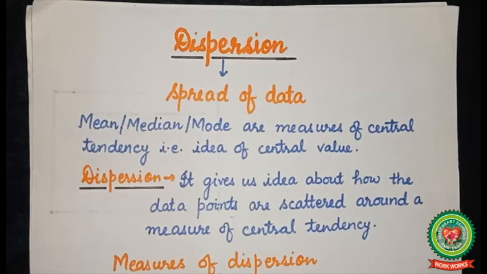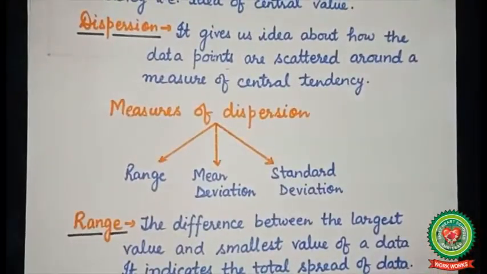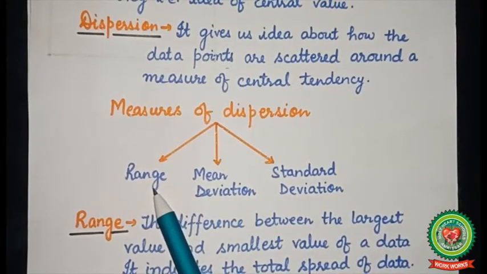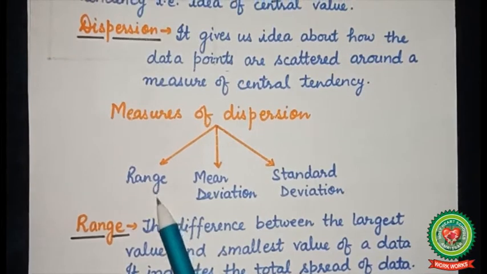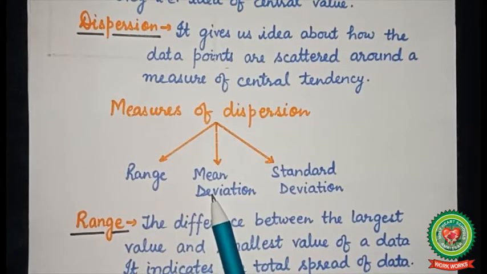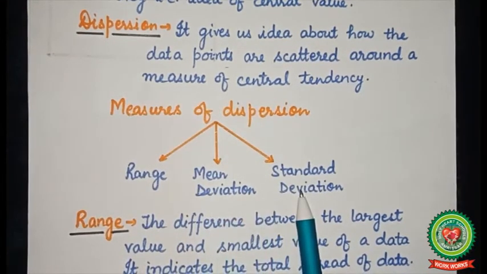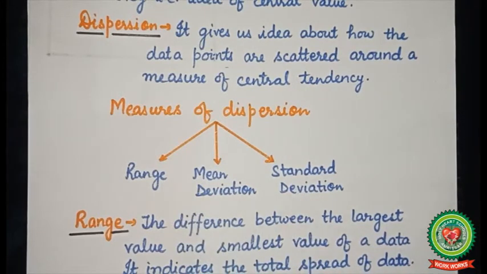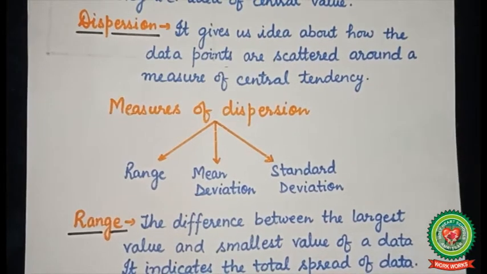Now, there are different measures of dispersion. So, first is to find the range. It will give us the measure of dispersion. Second is mean deviation. And third is standard deviation. We will study all these one by one. So, the first is the range.